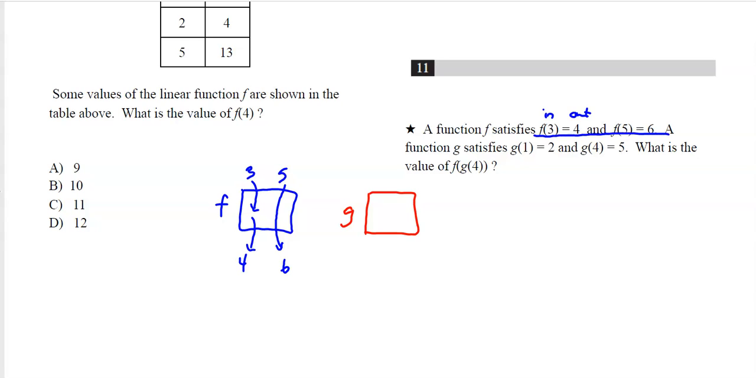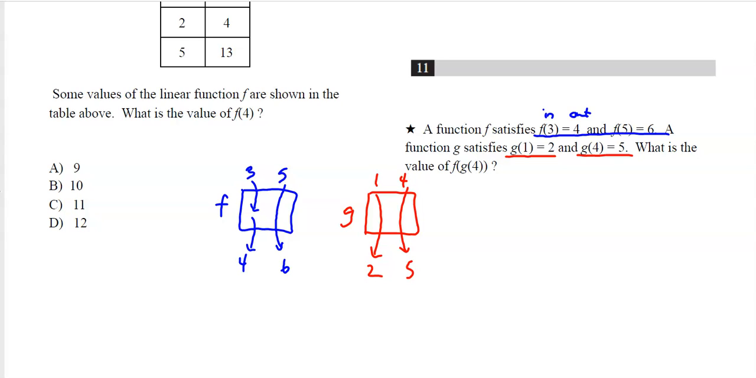So that's this clue. Then we go down and it says g of 1 is 2. So when you put 1 in, a 2 pops out. When you put a 4 in, a 5 pops out. So that's basically all this craziness, that's all it means. 2 machines, 2 inputs, 2 outputs each.